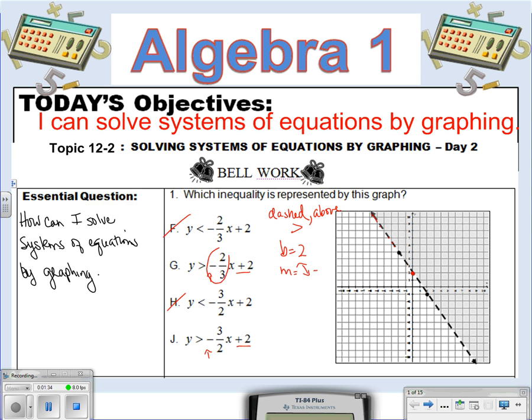G says I have a slope of a negative 2/3. That means I should go down 2 and to the right 3. So from my y-intercept, if I go down 2 and to the right 3, 1, 2, 3, that point is not on my line. It's in the shaded area, but it's not on the line, and I'm trying to draw the line. So G is not correct. If I look at my other one that has a slope of negative 3/2, so that's down 3 and to the right 2, and sure enough, that is the slope of this line. So J is my correct answer.